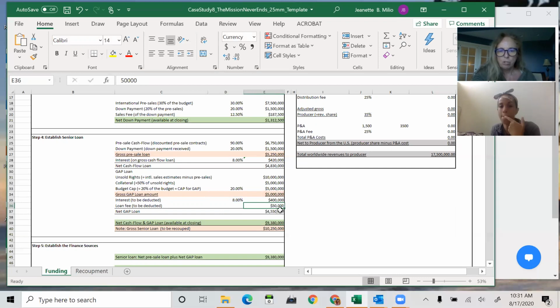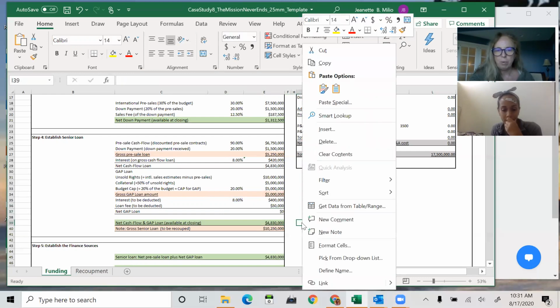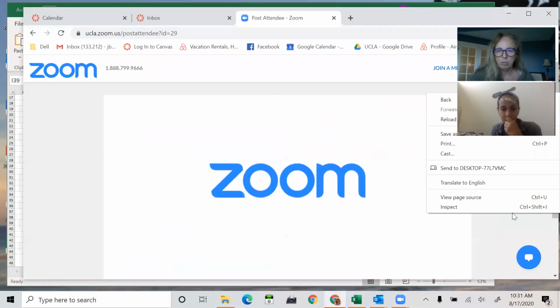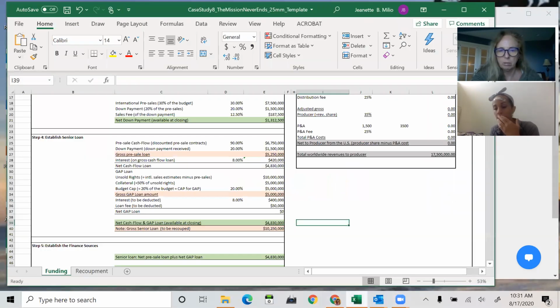And in the case study, we're told that the bank will charge us a loan fee of $50,000. How am I getting to my net gap loan? How do I know how much I have available for my net gap loan? When I take my $5 million gap loan and deduct my interest and my loan fee, what am I left with? Can you give me that number?